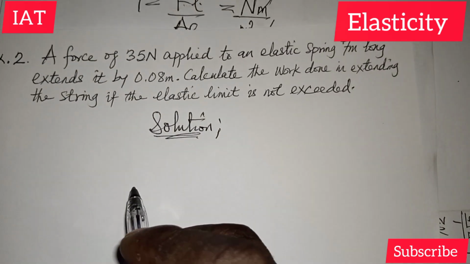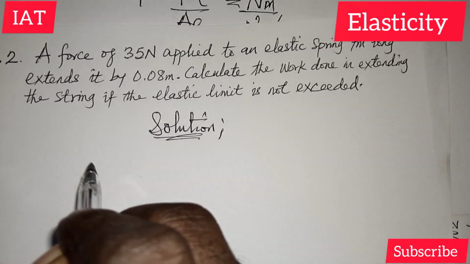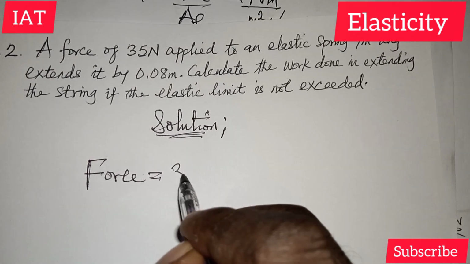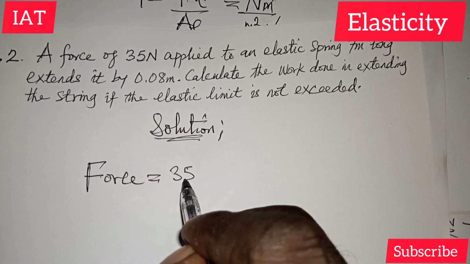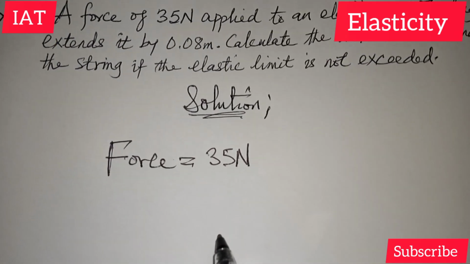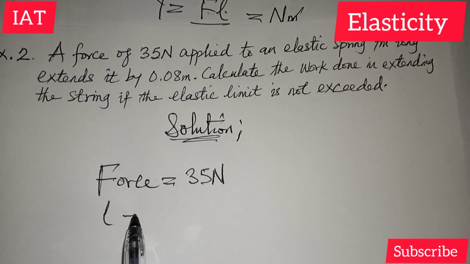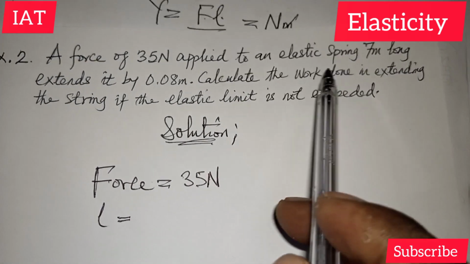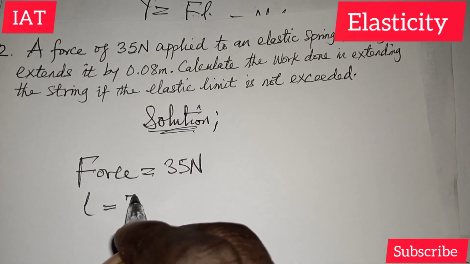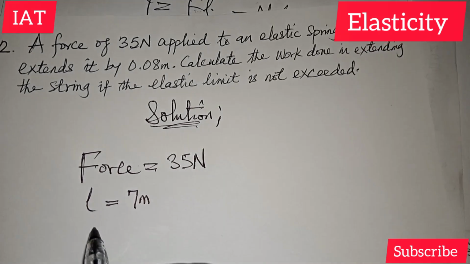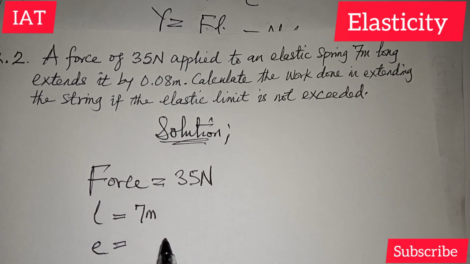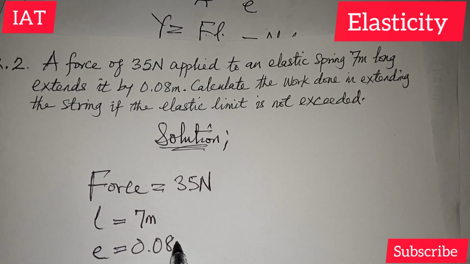The first thing I said you must do after writing solution is to fetch out the parameters given in the problem. We have force given as 35 Newton. How do I know that? Apart from the fact that force is mentioned, I've seen the unit there. The next thing given is the length, 7 meters. You've seen it here: elastic spring 7 meters long. That is the length. The next thing is the extension given in that question: extend it by 0.08, so we have 0.08 meters.